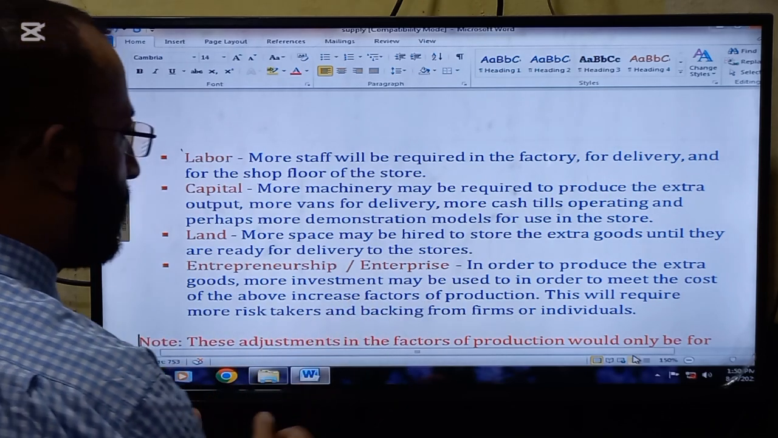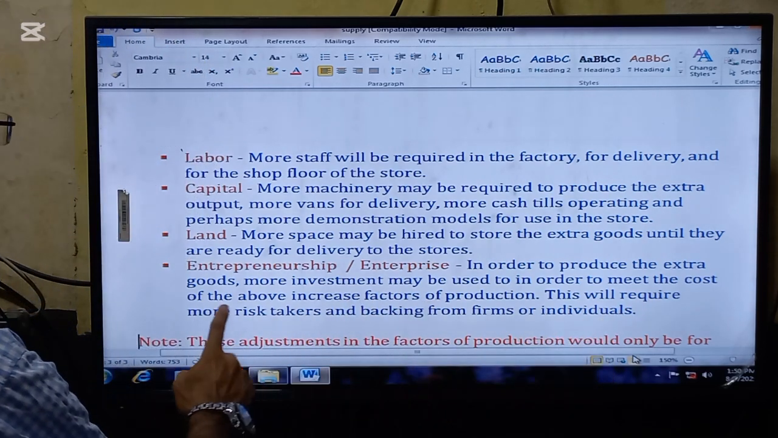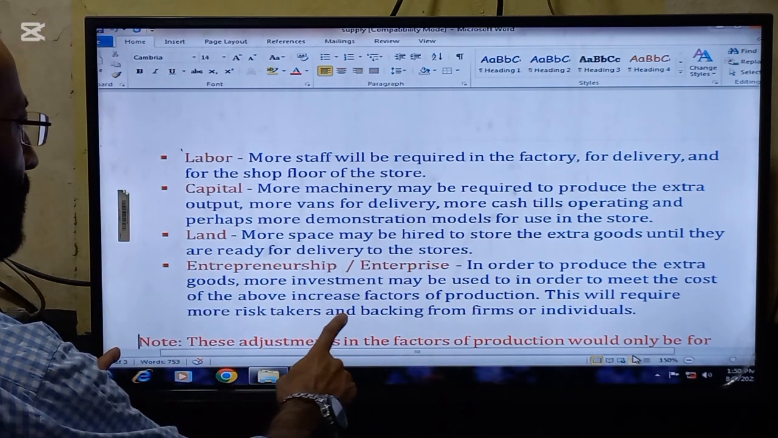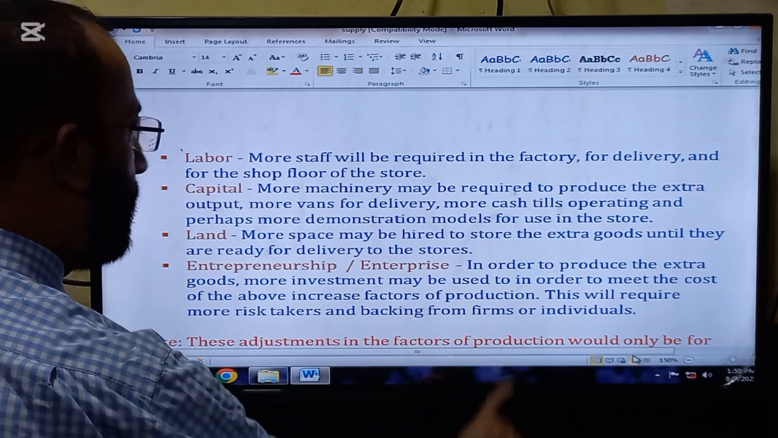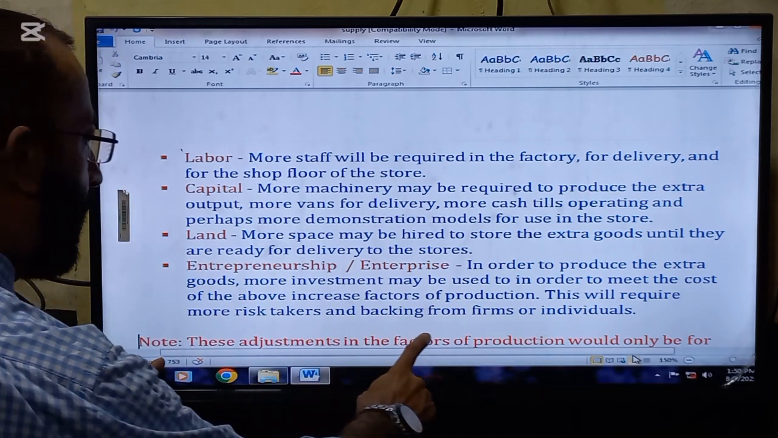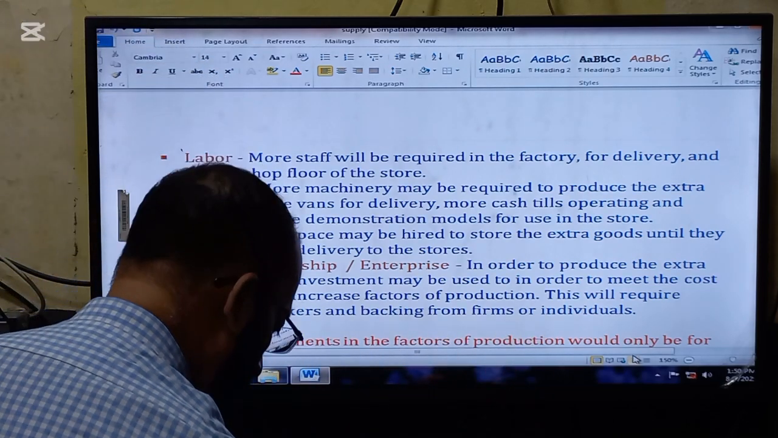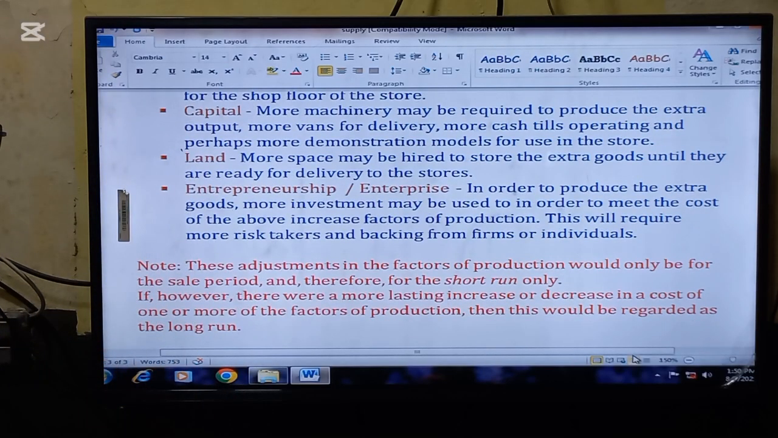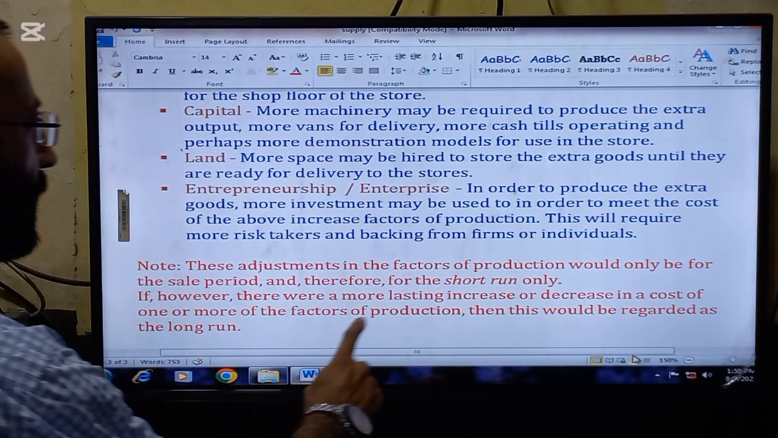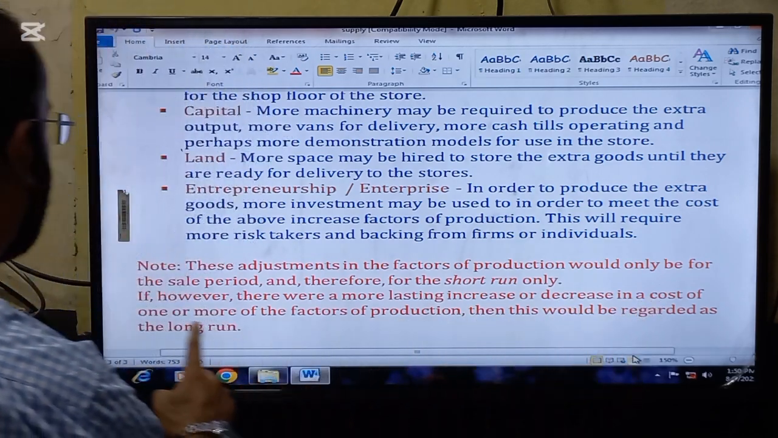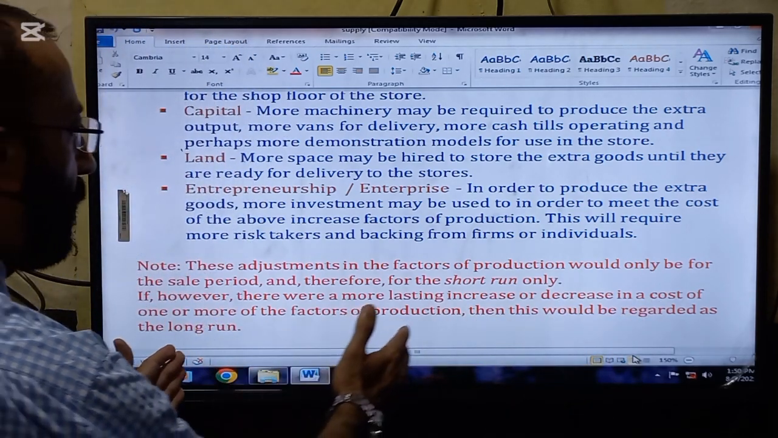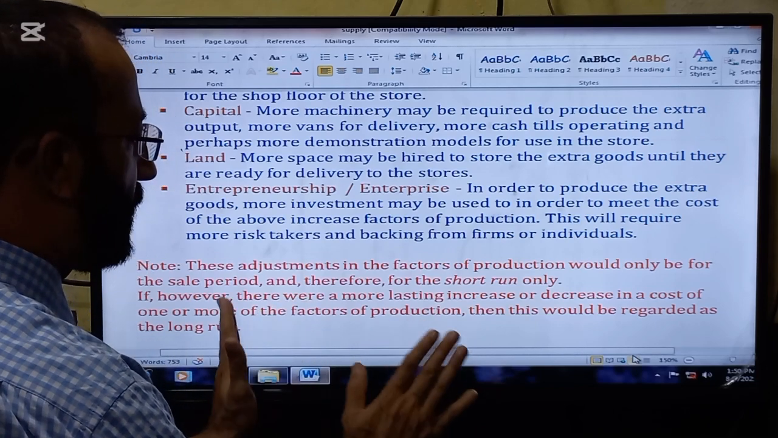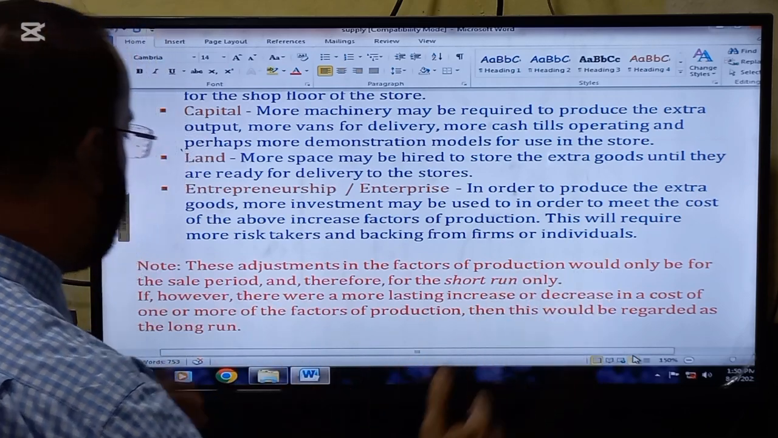Entrepreneurship or enterprise: in order to produce the extra goods, more investment may be used in order to meet the cost of the above increased factors of production. This will require more risk takers and backing from firms or individuals. And lastly, here is a note. These adjustments in the factors of production would only be for the sale period and therefore for the short run only, because the sale period is very short, not for the whole season.